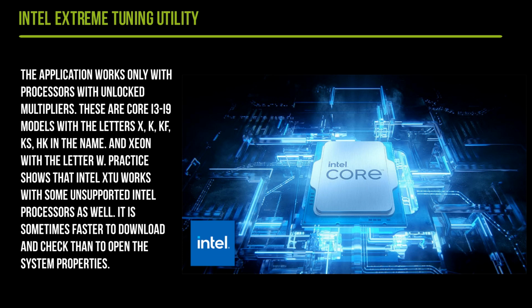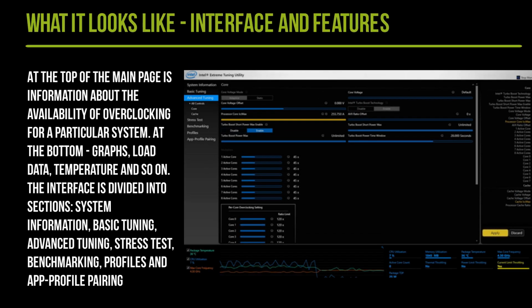These are Core i models with the letter X in the name and K. Practice shows that Intel XTU still works with some unsupported Intel processors as well. It is sometimes faster to download and check than to open the system properties. At the top of the main page is information about the availability of overclocking for a particular system. At the bottom are graphs of load, temperature and so on.